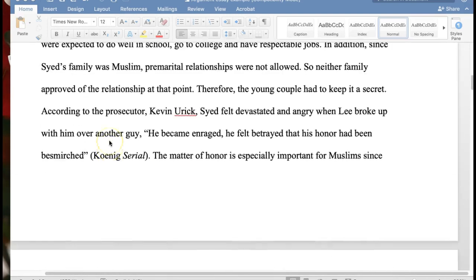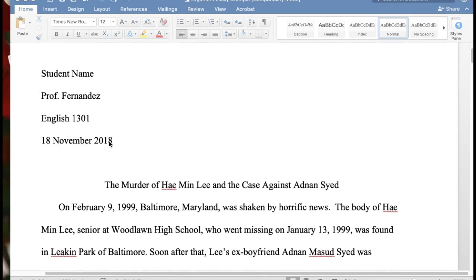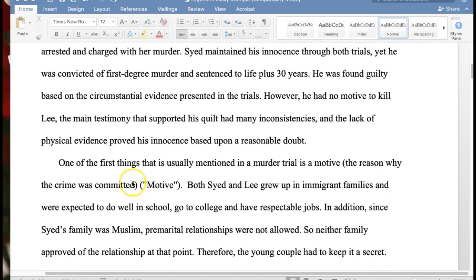Scroll up here. Here it is, motive. So we know that this particular sentence has information. Let me highlight this for you. This particular sentence has information that comes from that source that was found in the works cited page. You see how I say the in-text citation is related to the works cited page.